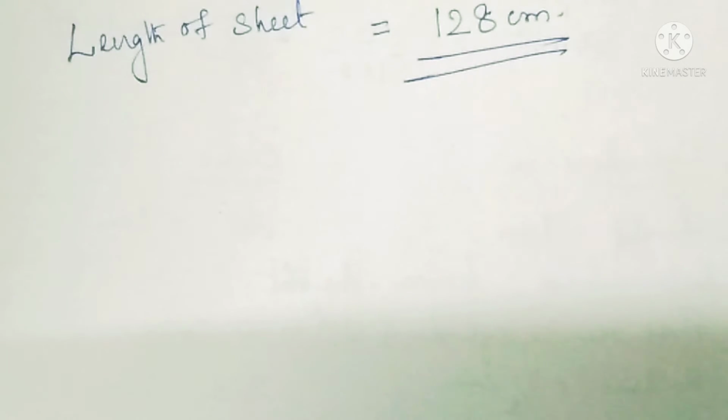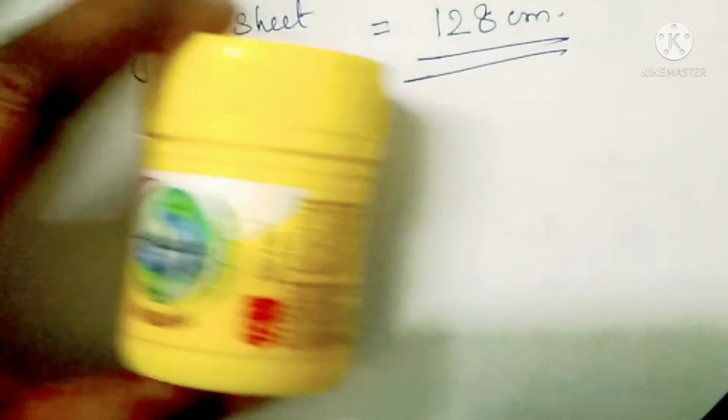Now question number 9. A road roller takes 750 complete revolutions to move once over a level road. Find the area of the road if the diameter of the road roller is 84 centimeter and length is 1 meter. Now see, if you imagine that this is a road roller, just imagine.